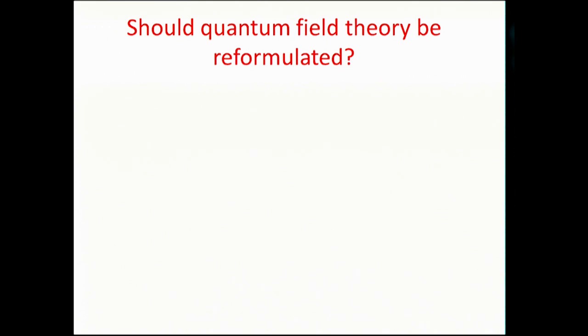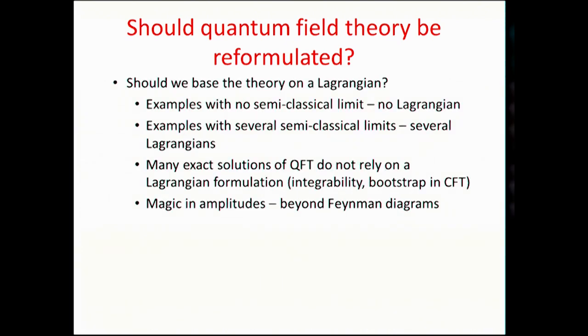So I'm going to recycle here the approximation of a slide I used in the 2011 Solvay meeting, where I suggested that quantum field theory should be reformulated. The first point was the use of Lagrangians. Most descriptions of quantum field theory start with a Lagrangian. And that has been very useful. However, it's really deficient. First, there are many examples with no semi-classical limit, so there is no Lagrangian. One example that we all like is a mysterious theory in six dimensions that obviously does not have a Lagrangian and cannot possibly have a Lagrangian. So having a Lagrangian is not obviously the first starting point.